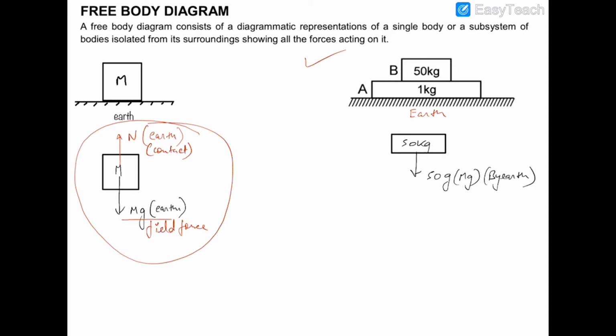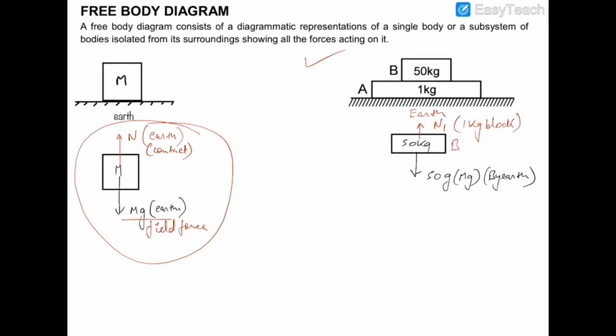This is a field force, and this block is still in a state of rest, and it is also due to the fact that this 50 kg block is acted on by a normal reaction N1 from that 1 kg block. So I'm writing that 1 kg block in the bracket, which means this normal reaction is applied by that 1 kg block on the 50 kg block. So this is the free body diagram of that block B.